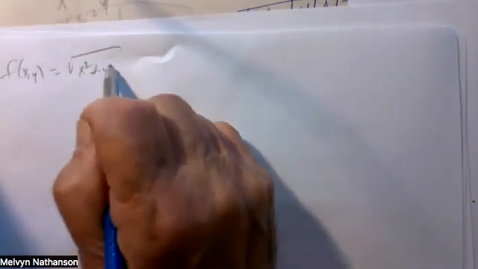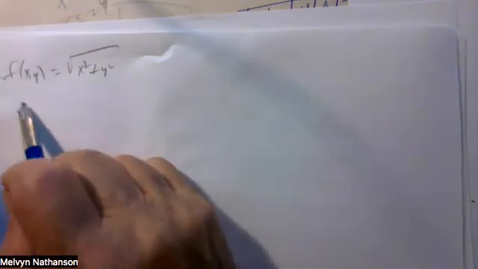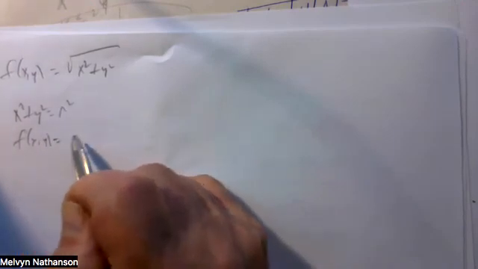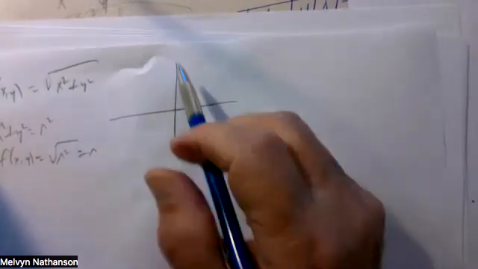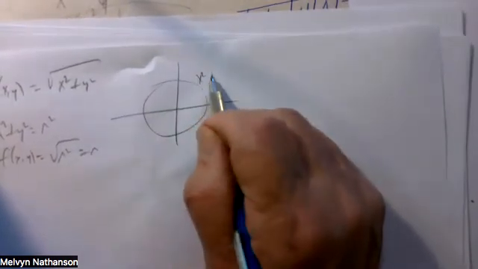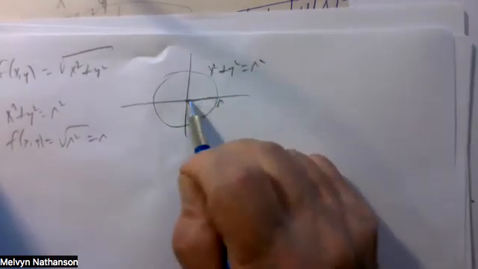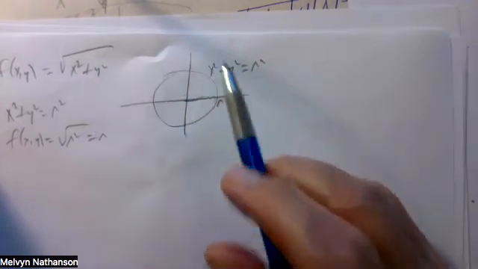Suppose I have the function f of xy equals the square root of x squared plus y squared. So if x squared plus y squared equals r squared, f of xy is the square root of r squared, which is r. So if you're on the circle x squared plus y squared equals r squared, that's the circle of radius r, the height of the function is r.